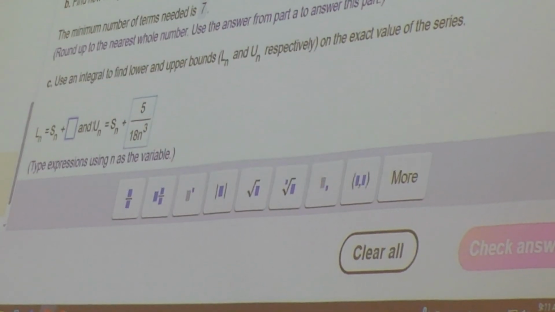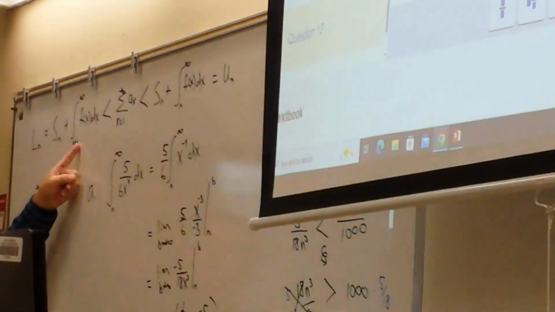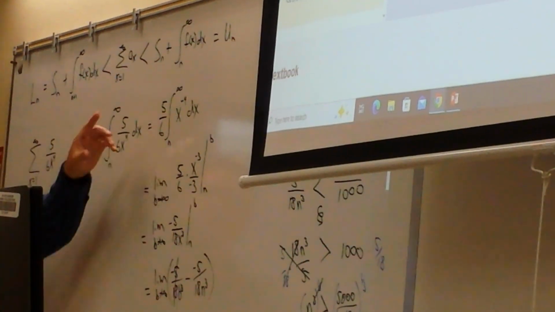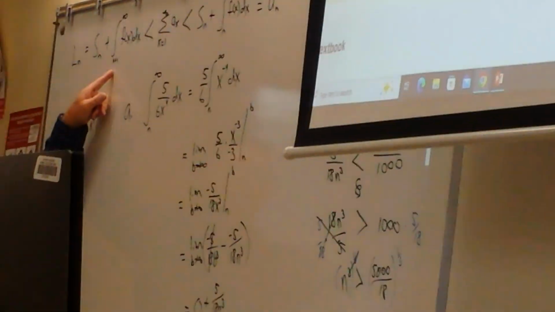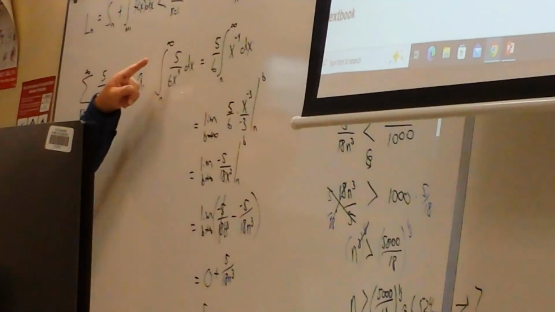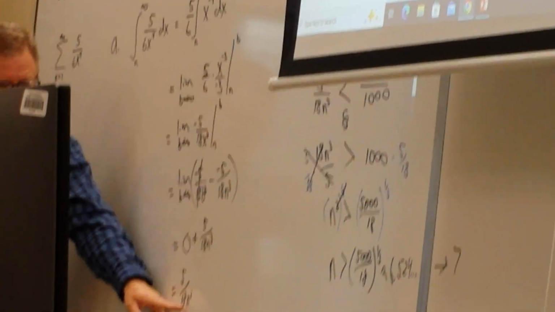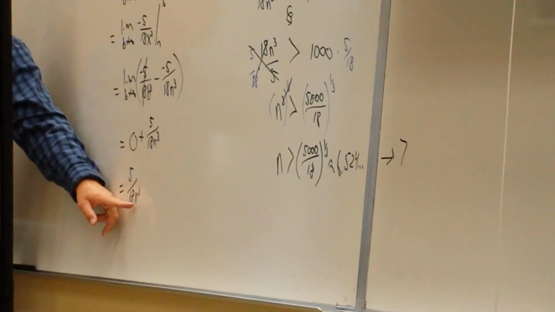If we had been finding the lower bound, what would have been different in this work, rather than the upper? This is for the upper. What would change if we were doing the lower? We'd use n plus 1, right? And if you follow it through, in the end, you would just have n plus 1 cubed there. That would be the only difference. Does that make sense?